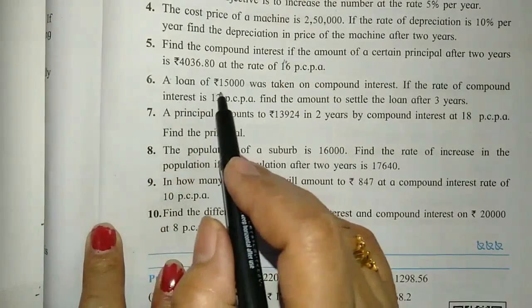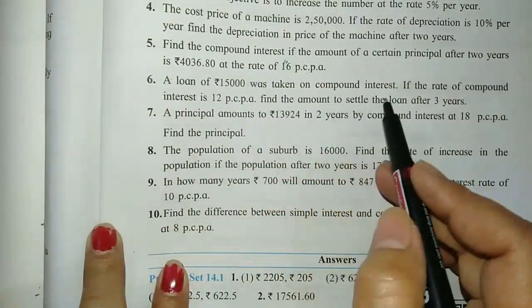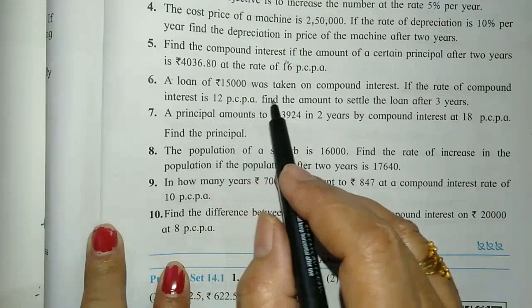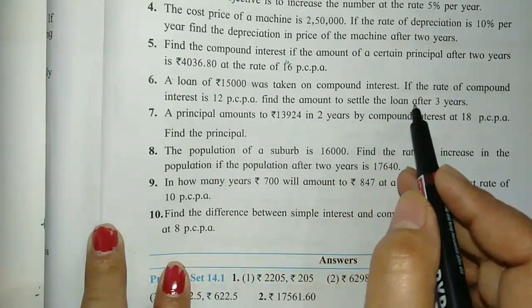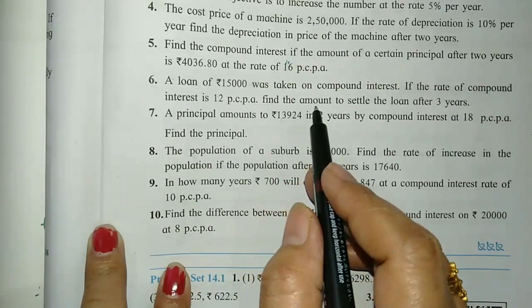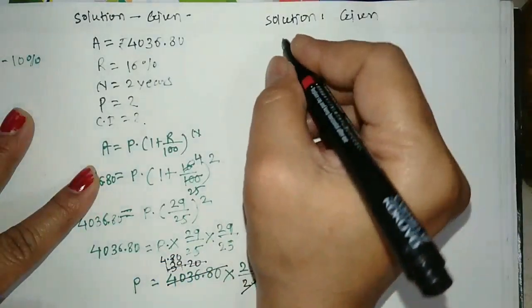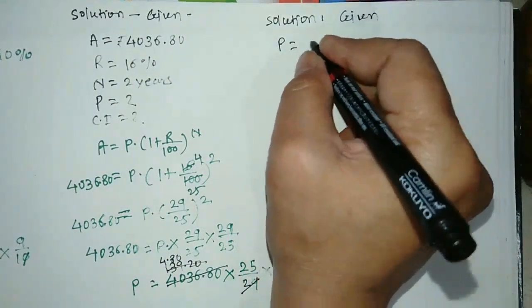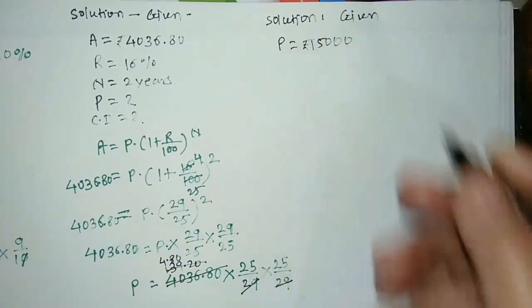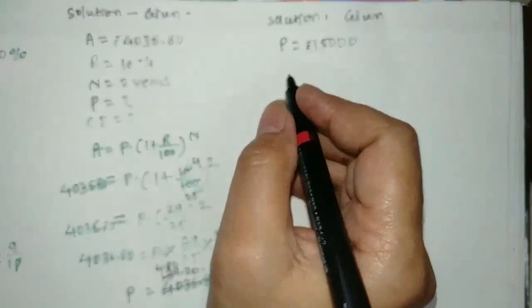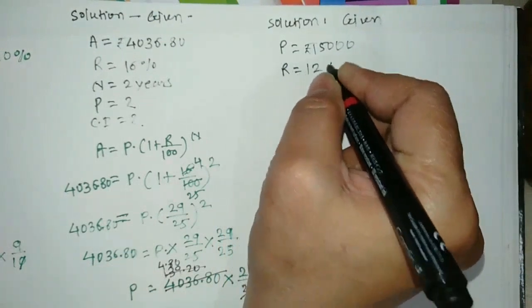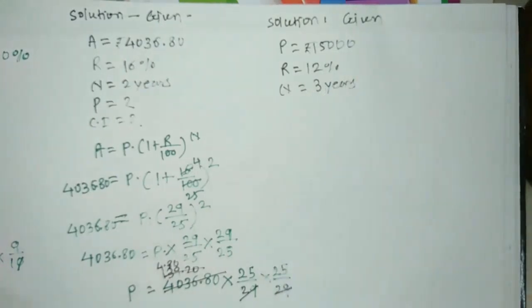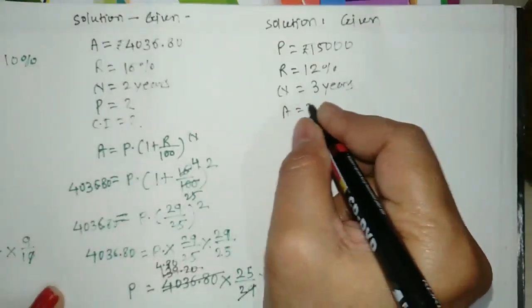Now sixth question: a loan of 15,000 rupees was taken on compound interest. If the rate of compound interest is 12% per annum, find the amount to settle the loan after 3 years. So here we have to find out the amount. So write down the given things. P is equal to 15,000 rupees. R is equal to 12%. N is equal to 3 years. And amount equal to question mark.